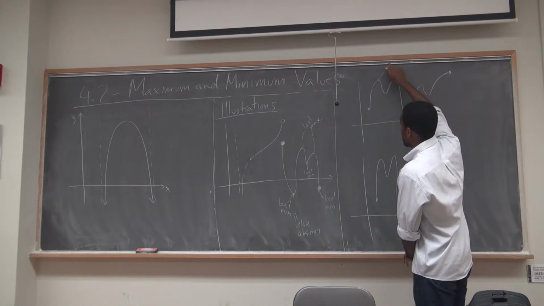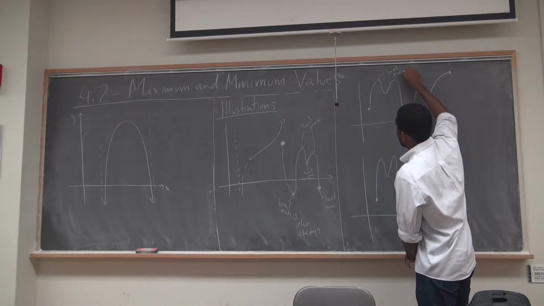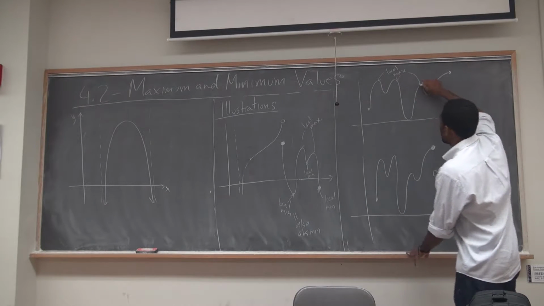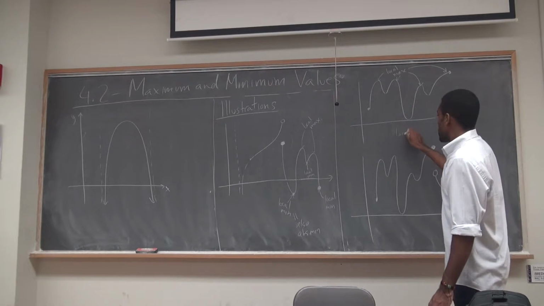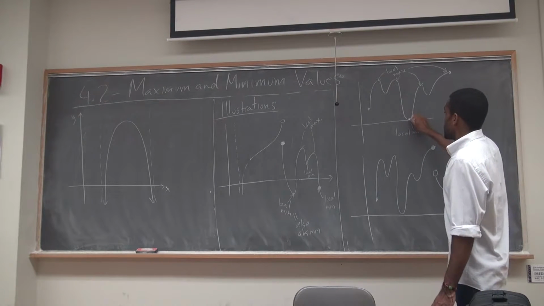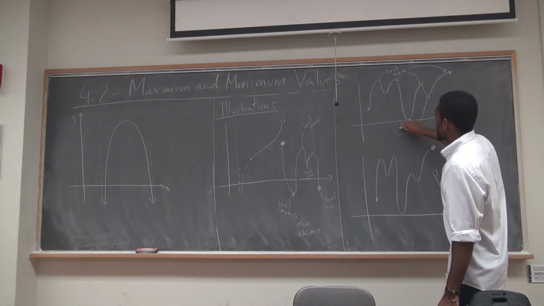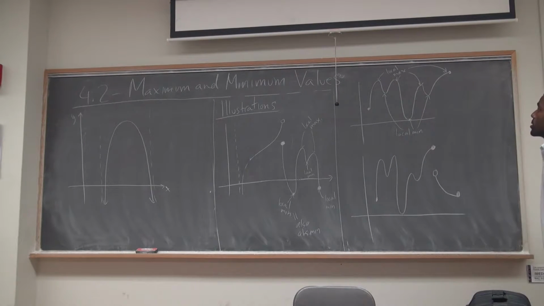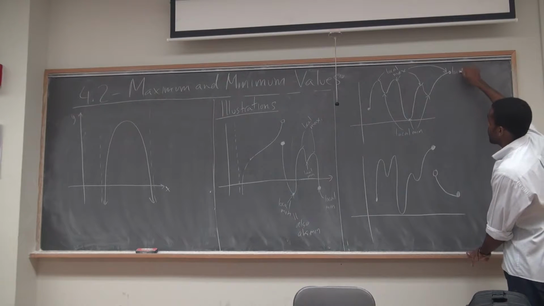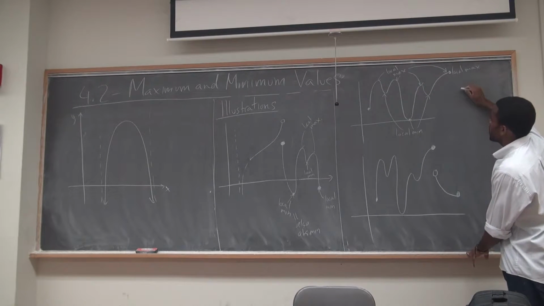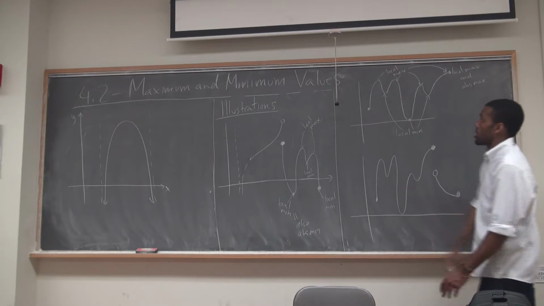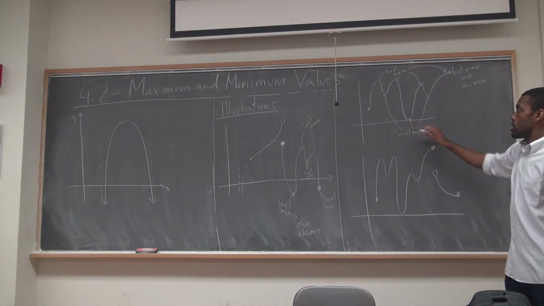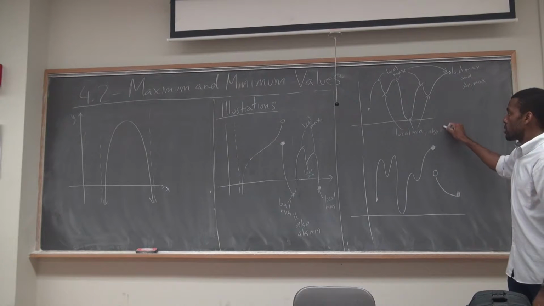Right, so here you'd have a local max, also here, also here, also here. You have local mins. One is here, one is there, one is there. Here you have a local max as well. Also, it's an absolute max. This point here is higher than every other point on this graph. This local min here is also an absolute min.